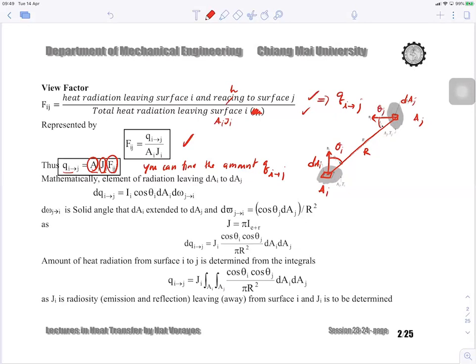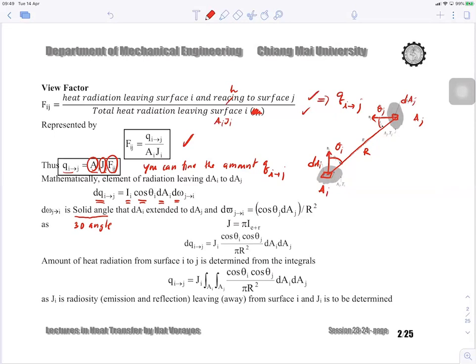In mathematics, we can find dQ i to j equal to the intensity of the radiation from i, multiplied by cosine theta i, dAi, d omega j to i. What is omega j to i? It is the solid angle. Let me remind you again, this is the 3D angle. We covered this a little previously in the previous session.